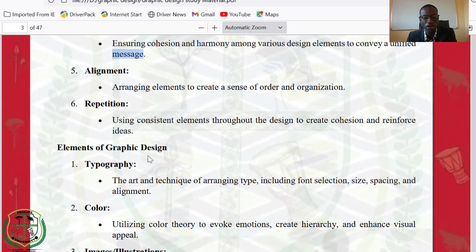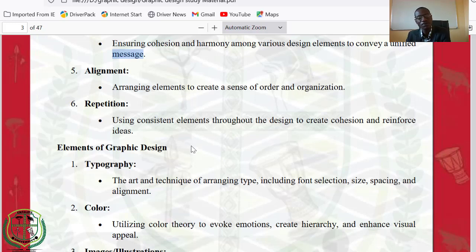Then repetition, you can use repetition to bring about consistency. Here it helps in reinforcing an idea. So you're trying to force an idea into the minds of the people in a way. You are going to use repetition in order to create cohesion and reinforcement of the idea.